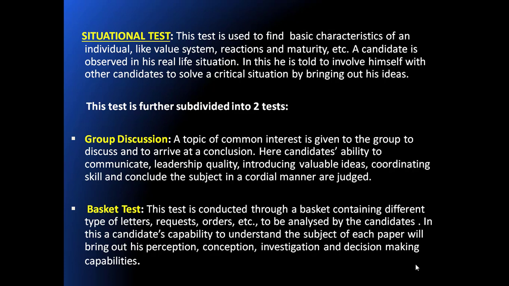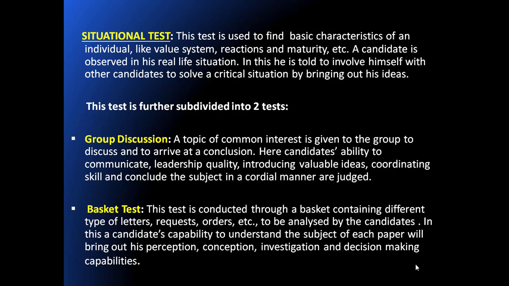Here test is conducted through a basket containing different types of letters, requests, orders, etc. So here basically a container or a basket is present in which different types of letters, requests, all are put together, and these are to be analyzed by the candidate. In this, a candidate's capability to understand the subject of each paper will bring out his perception, conception, investigation, and decision-making abilities.